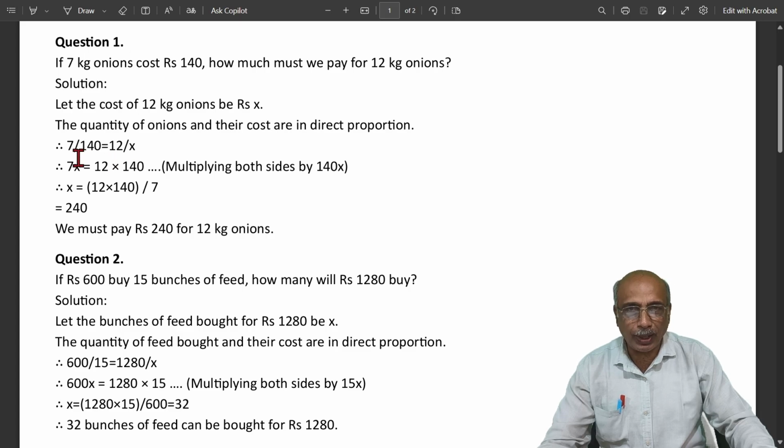When we cross multiply, we will get 7 into x, 7x equals 12 into 140. Then x equals, you know very well how we simplify the terms: whatever coefficient is there with the variable. For example, here it is 7x. So x equals 12 into 140 upon 7. 7 ones are 7, 7 twenties are 140. So 12 into 20 will be 240. We must pay rupees 240 for 12 kg of onions.